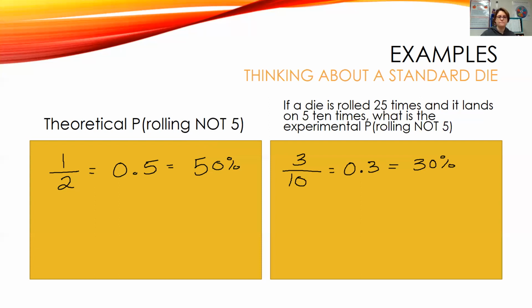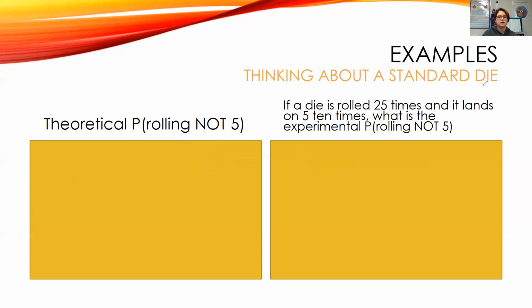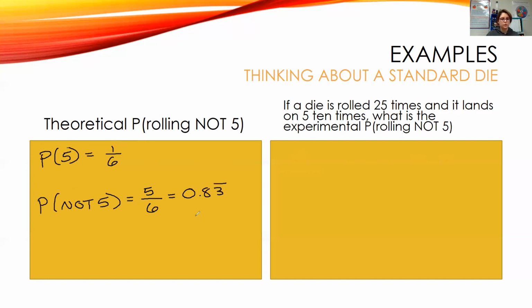Okay, our next example. We're thinking about rolling a standard 6-sided die. What is the theoretical probability of rolling not 5? Well, we know the probability of rolling a 5 is 1 out of 6. The probability of rolling not 5, well, everything else on the die is not a 5. So there's 5 out of 6 sides that are not the 5, and this would give us 0.83 repeating, or we would say 83%. So we would expect 83% of the time we would roll not a 5.